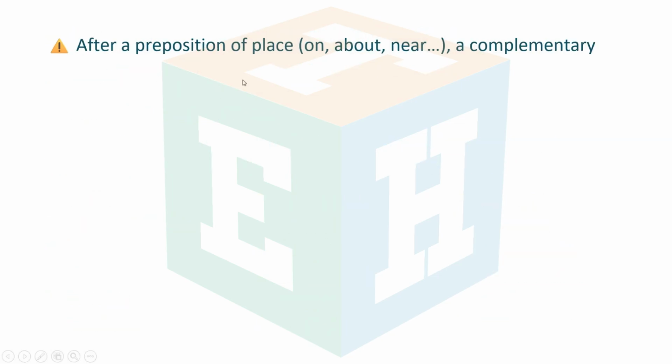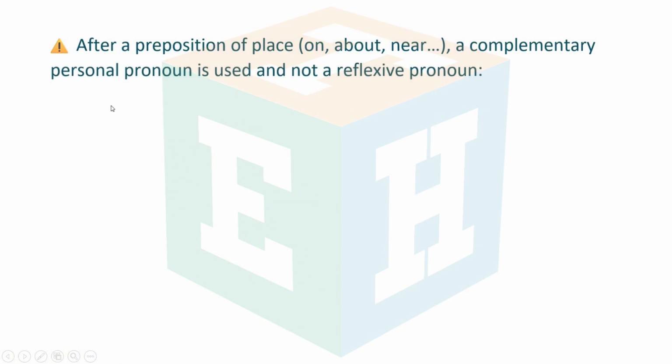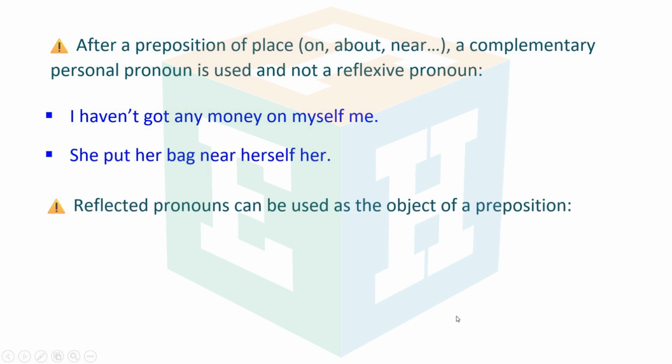After a preposition of place, on, about, near, a complementary personal pronoun is used and not a reflexive pronoun. I haven't got any money on me, not myself. She put her bag near her, not herself.